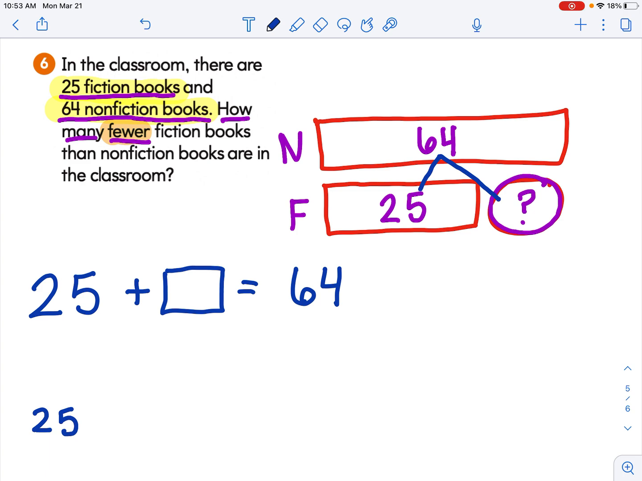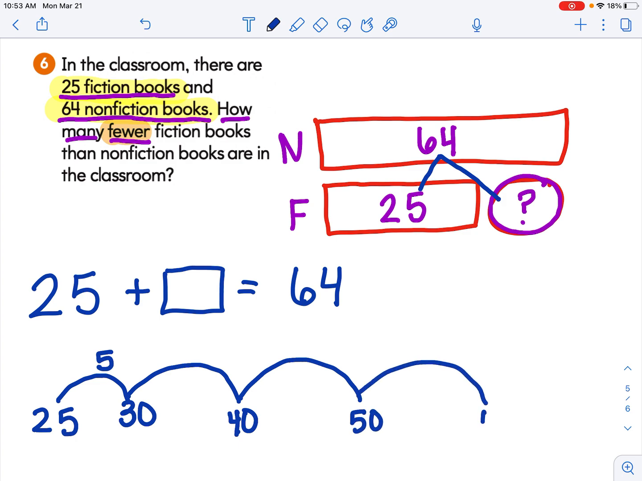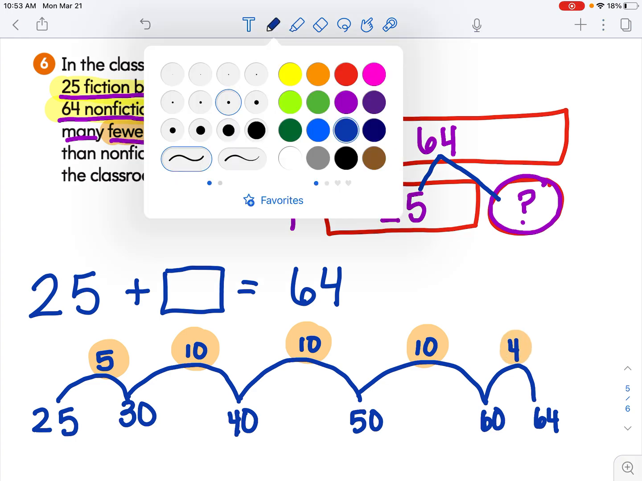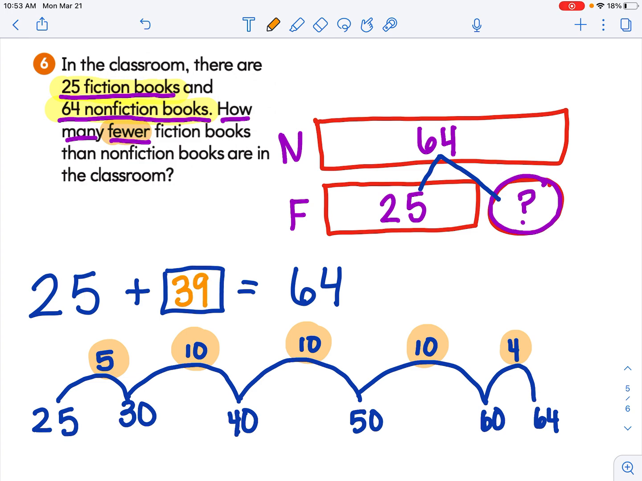25. I'm going to count up till I get to 64. I'm going to make one jump of 5. That gets me to 30. Then I'm going to make my jumps of 10: 40, 50, 60. And then one last little jump of 4 for 64, and these were my 10s. Now I can count and see 10, 20, 30, 35, plus 4 more, that's 39. So the difference between 64 and 25 is 39, and I would make sure to label this as books.